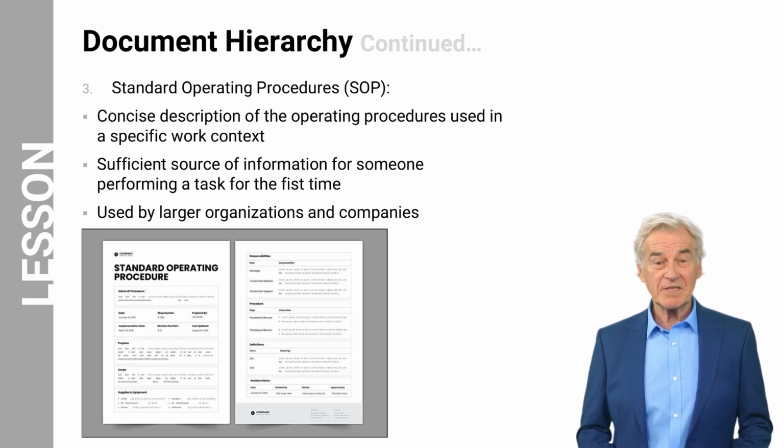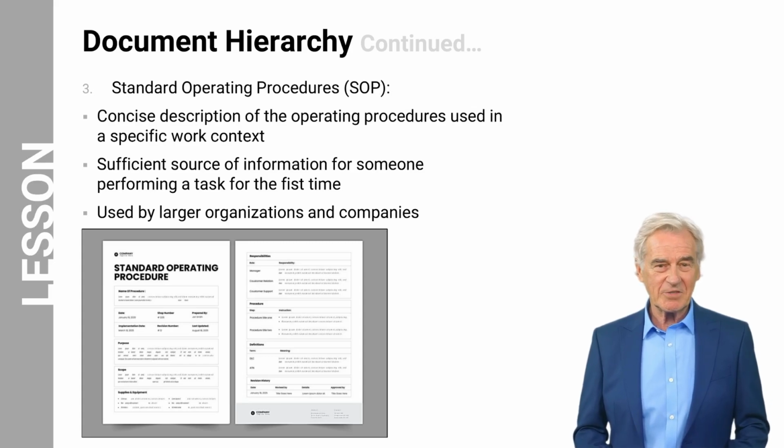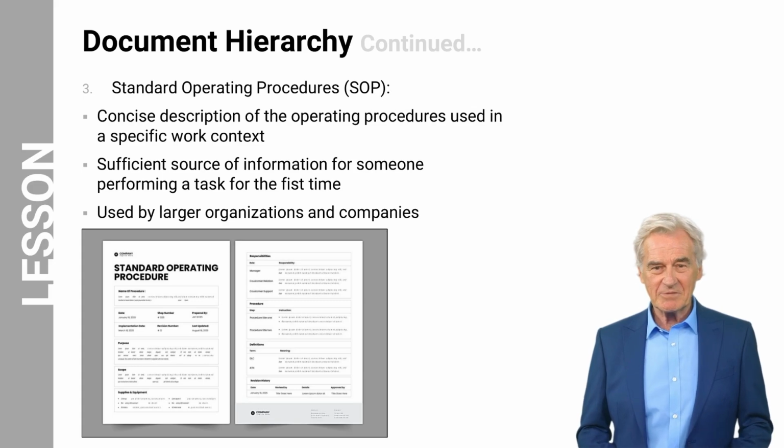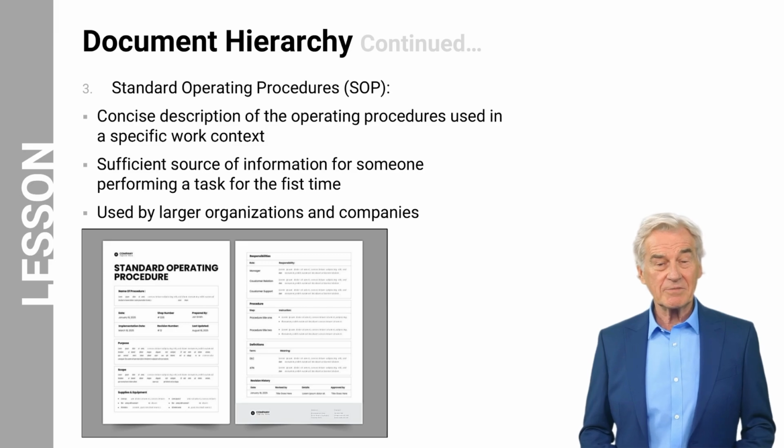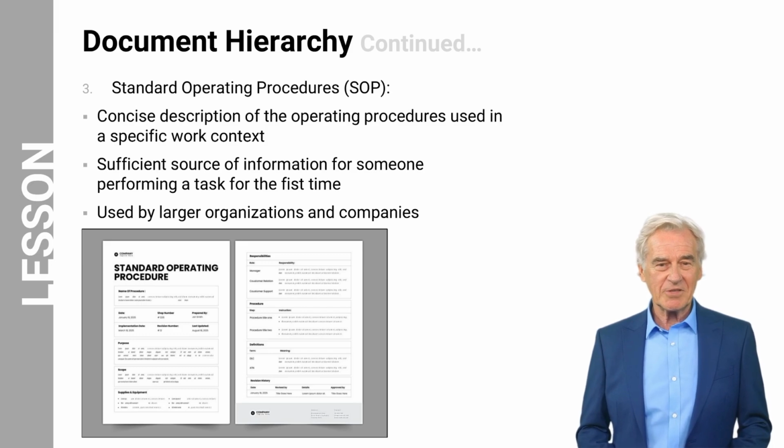The Standard Operating Procedure, abbreviated as SOP, document presents a concise description of the operating procedures used in a specific work context. In other words, it describes the steps involved in the execution of an action which is likely to be repeated several times in a particular circumstance. The SOP should be a sufficient source of information and instruction for someone performing a task for the first time.